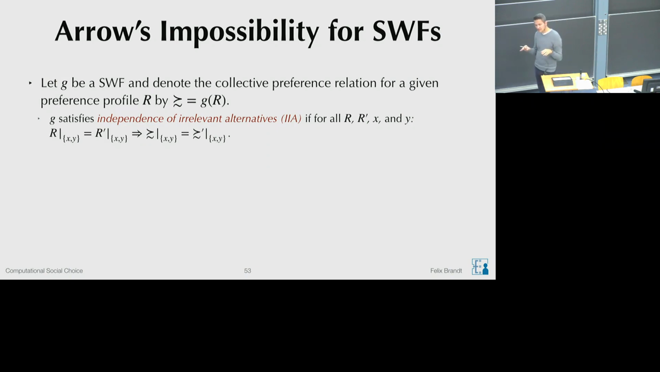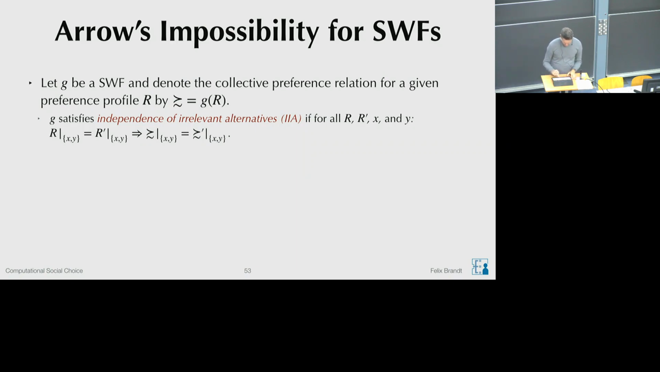Then what we know about the collective preference relations in both of these profiles is that they should be identical, because the relative ranking of X and Y is exactly the same in both profiles. Or in other words, it should not depend on the ranking of unrelated or irrelevant alternatives, hence the name independence of irrelevant alternatives. So how X and Y are ranked collectively should be independent of how other alternatives different from X and Y are ranked by the voters. Okay, is that condition clear?